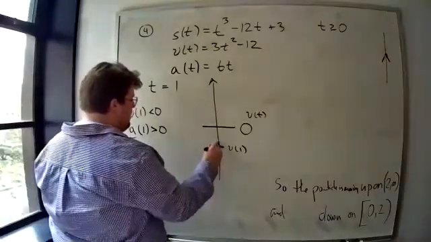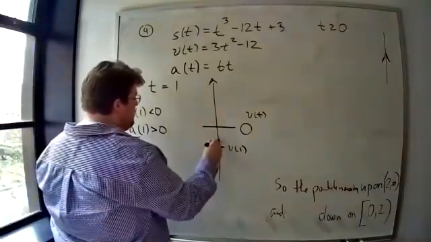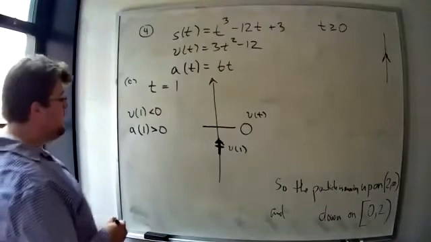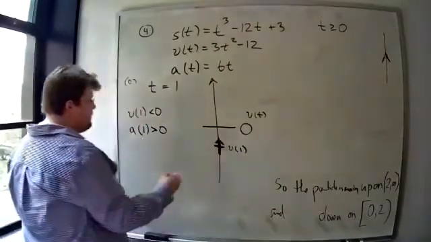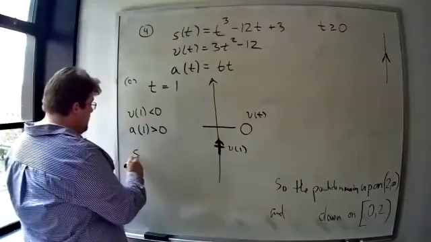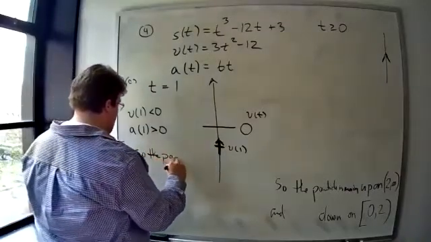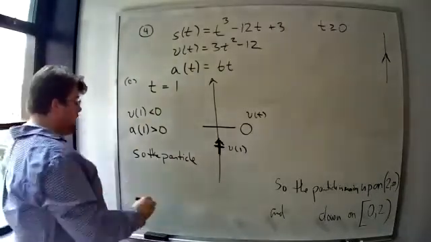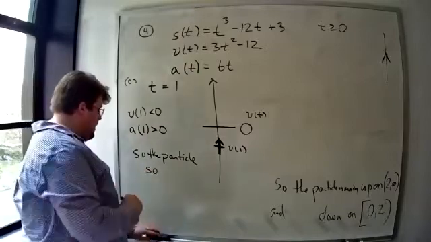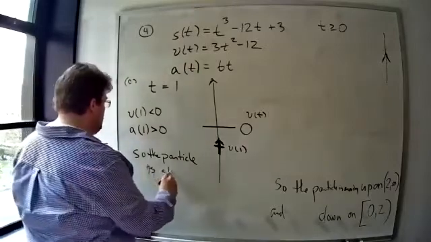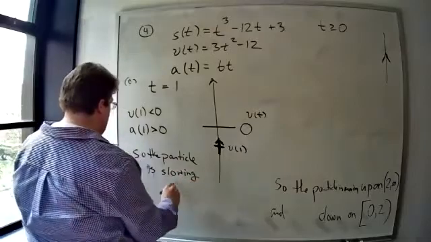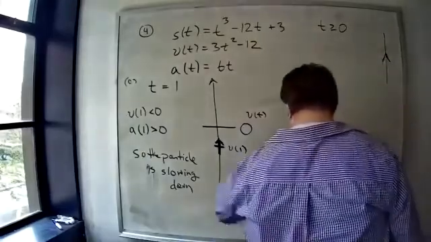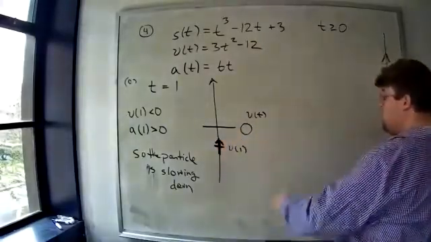At 1, the acceleration is going in the positive direction. So in particular, this velocity is getting closer to 0. In particular, the acceleration is in that direction towards 0. So the particle is slowing down because its velocity is getting closer to 0 at that instant.